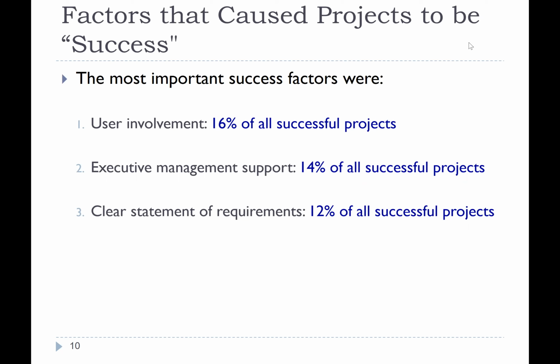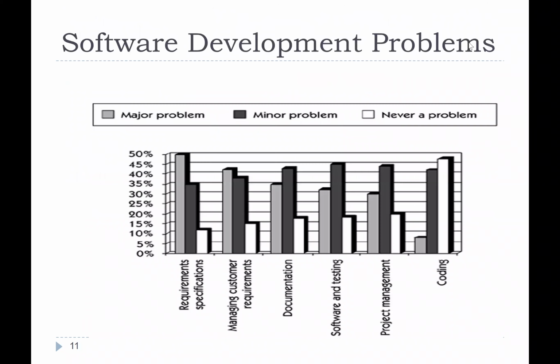Okay. If you add up the math, 16, 14, and 12, 42. Again, that's almost 50% of the reason why projects have actually succeeded. It's related to something to deal with requirements. All right. Do you need more motivation? I'll give you more motivation. No worries. Okay. Now, back again to software development problems.